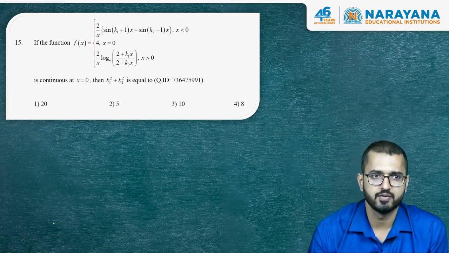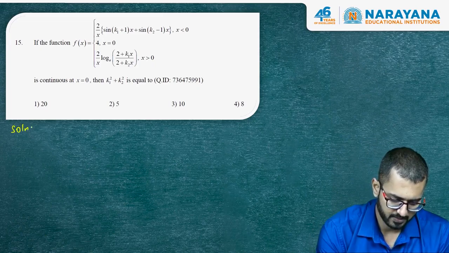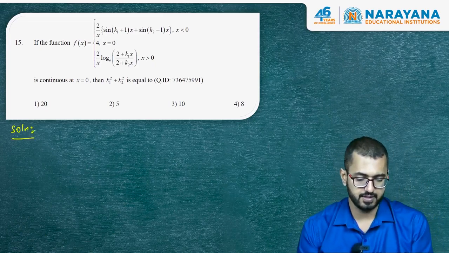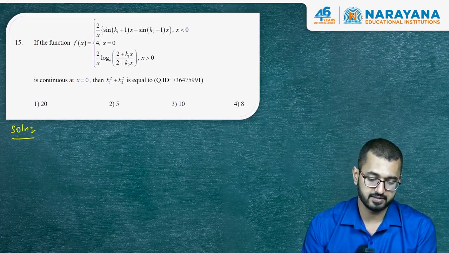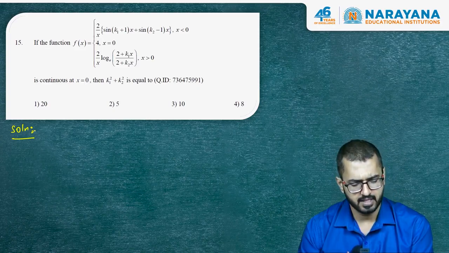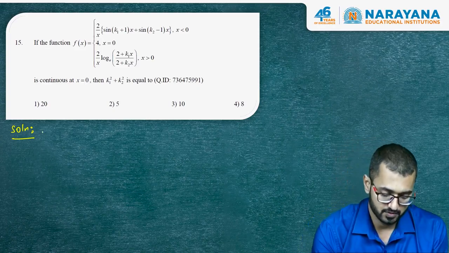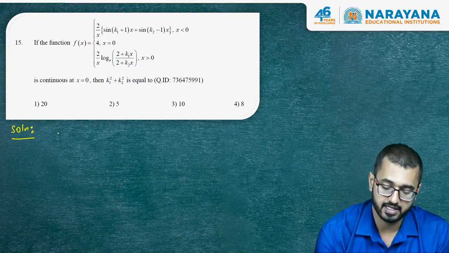So coming to question number 15, this is a question on limits. We are given a function defined piecewise for x less than 0 and x more than 0, and this function is given to be continuous at x equal to 0. That means I have to say that the limiting value is the same as the functional value at 0, and both are equal: left limit and right limit are both equal.